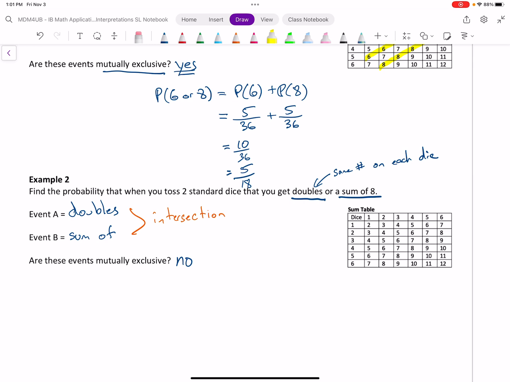So for the intersection, we can look at the little table if we want. If you look at doubles, 1 and 1, that's that 2. A 2 and 2, that's that 4. A 3 and 3, that's that 6. And it kind of goes like that. And then the sum of 8, I've got this one, and then there's the overlap. There is one intersection point, where you've got the two 4s. So one outcome is the intersection.